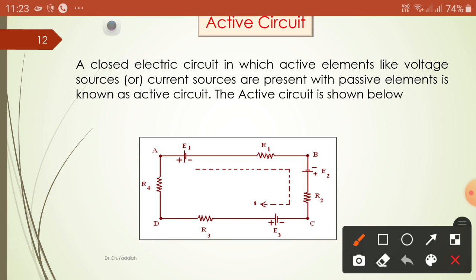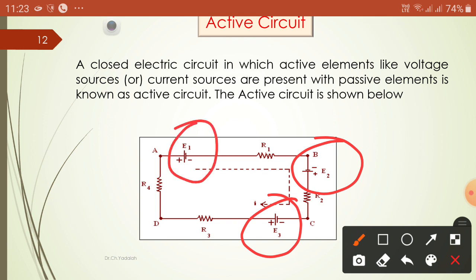This is the E2 source, here is the E3 source, and this is the E1 source, the active elements. And R1, R2, R3 and R4 are the passive elements. They are connected in a systematic way, in series. Then this circuit is known as an active circuit.